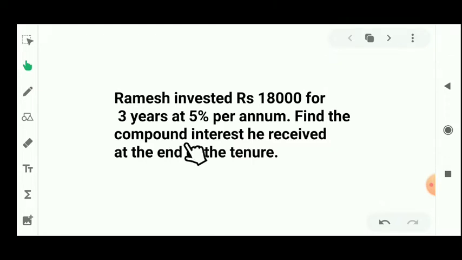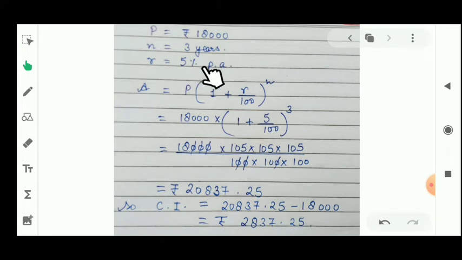Question number 1: Ramesh invested rupees 18,000. As I told you when I explained chapter number 8 from your main course book, this is the principal. For 3 years, that means this is the time, and at 5% per annum, that is the rate. In the end, we have to find the compound interest he received at the end of the tenure. Let's see the solution.